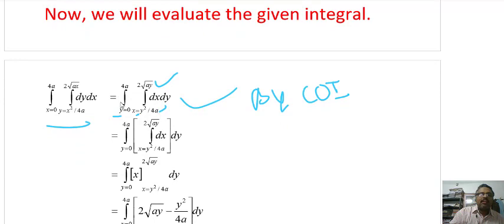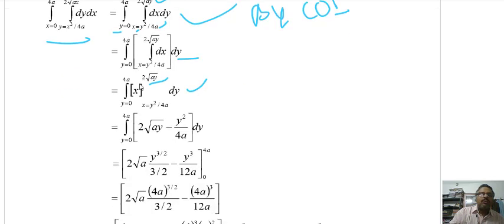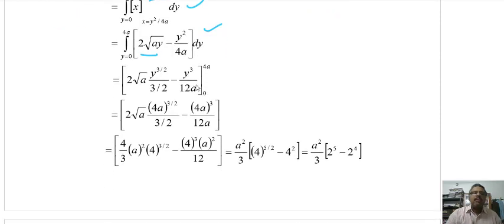Now separate the x terms and y terms. Here there is no x term, only dx, and this is dy. Integral dx equals x with limits y square by 4a to 2 into root over ay, into dy. First substitute 2 root over ay, then substitute y square by 4a. Now integration with respect to y. Integral of root y dy equals y power 3 by 2 by 3 by 2.